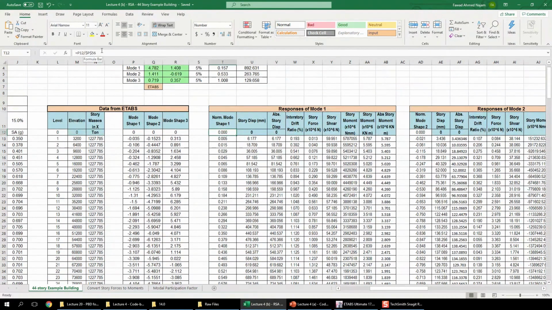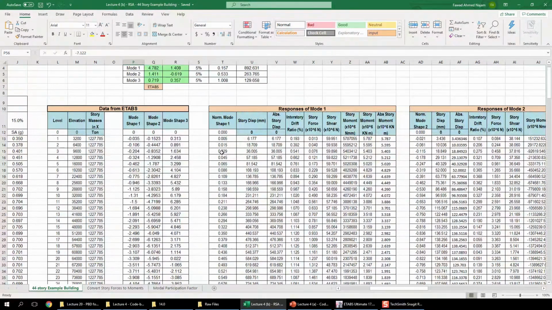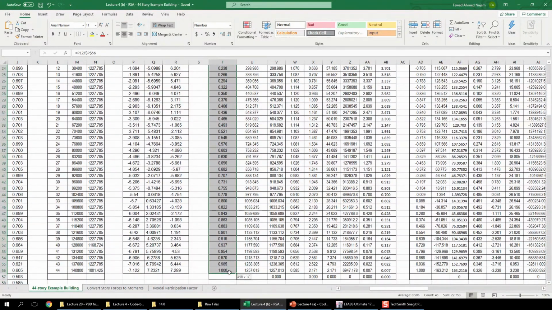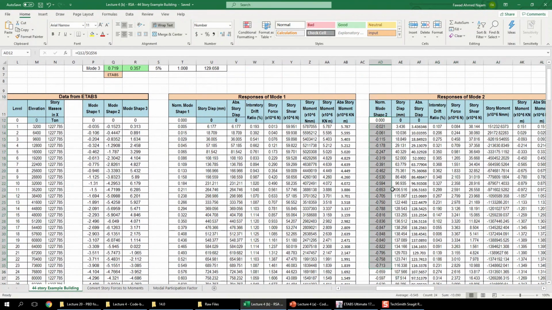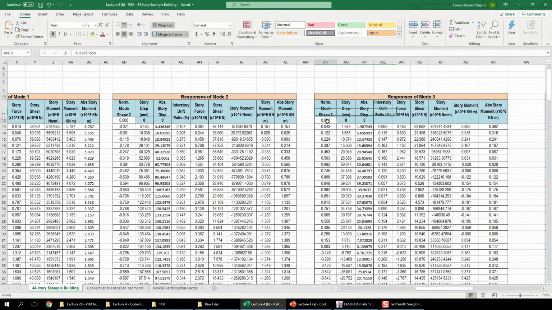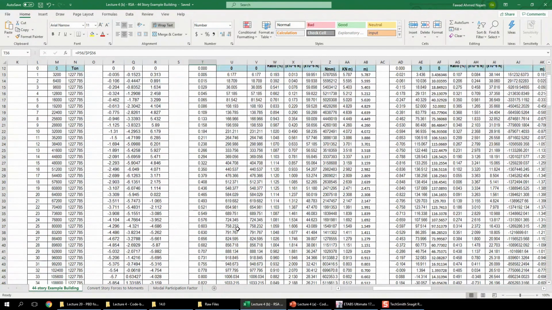So I have divided each number of this mode shape by this P56, which is the last number here. I have divided the whole mode shape by the roof amplitude of that mode shape, and all the values are now normalized such that their peak value is 1. Same I have done in the first column of the responses of mode 2. I have normalized mode 2 such that the roof value is 1. And same for mode number 3, I have normalized it so that the last number here is 1. For mode 2 also it is 1, and for mode 1 it is also 1.